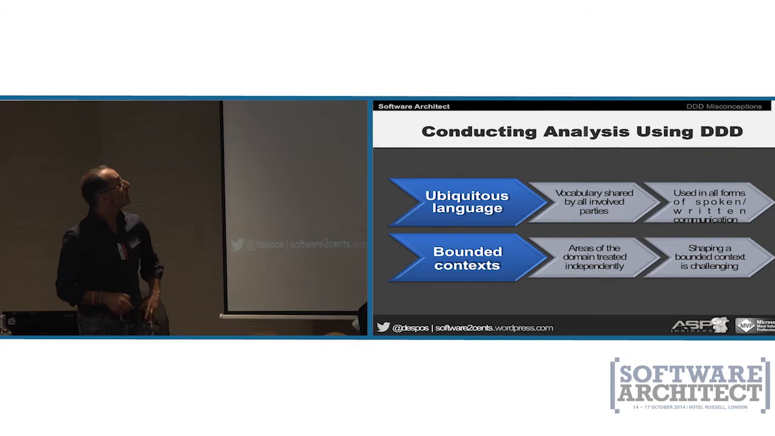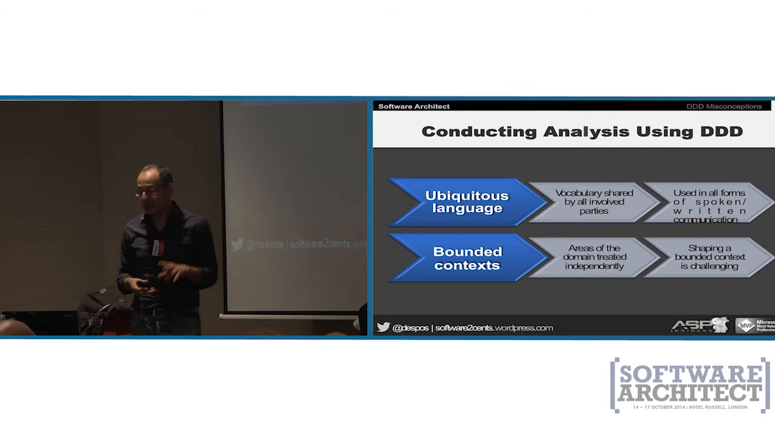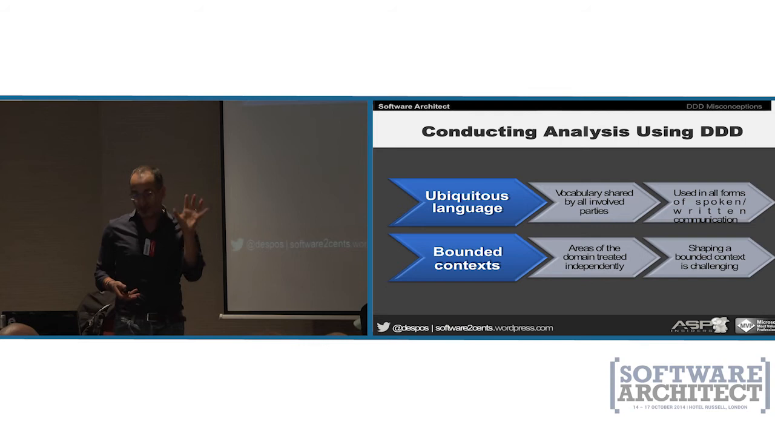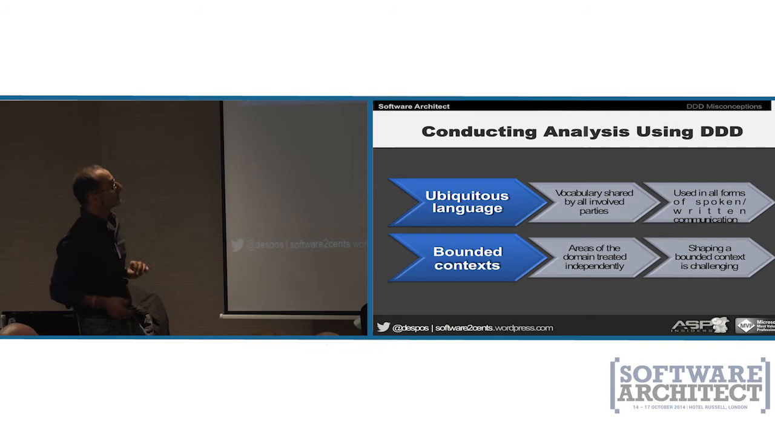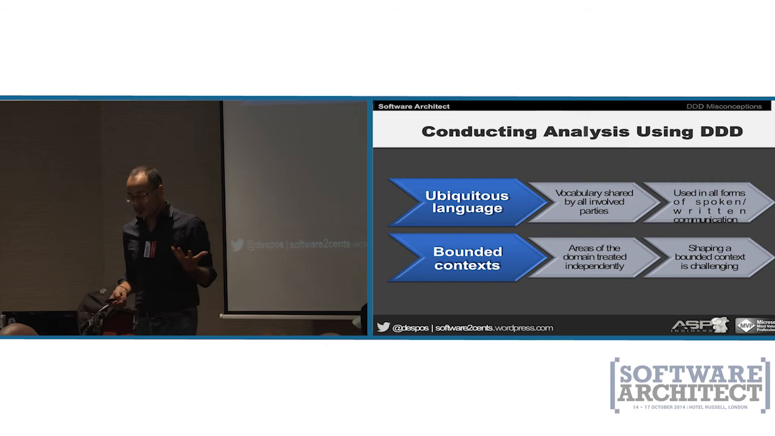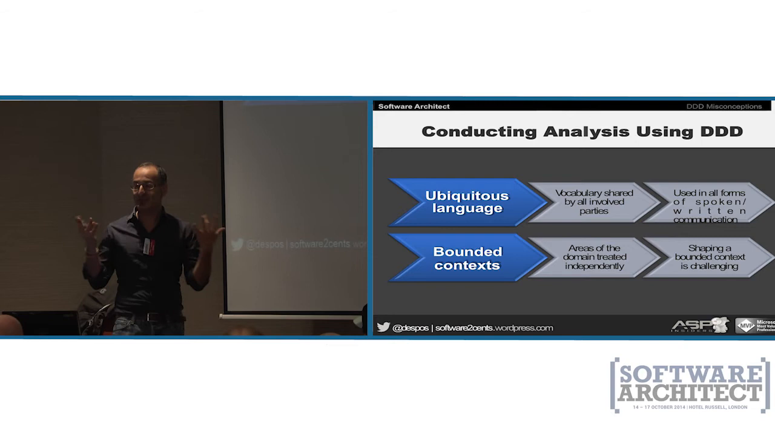So conducting analysis of a business domain using domain-driven design, the pattern, is about figuring out two key points. One is the ubiquitous language, which is essentially a vocabulary, a glossary of terms that is the language of the business. Ubiquitous language is a fancy name to indicate the real language, the real vocabulary spoken by people involved in that business, if that's the case in that company.